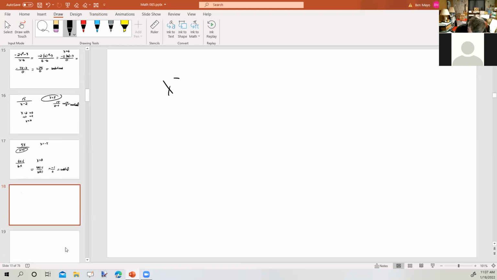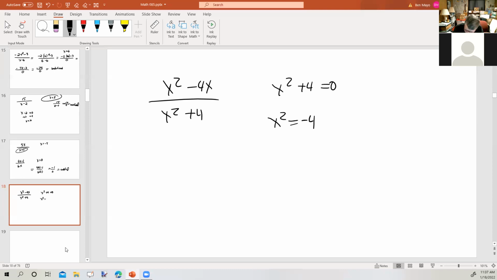How about this one? X squared minus 4x over x squared plus 4. Well, x squared plus 4 equals 0. When is that going to happen? Well, not for any real number, right? Because you'd have to have x squared equals -4. Positive times positive is positive. 0 times 0 is 0. Negative times negative is positive. So there's no real number which would make this thing 0. So there's no restriction. So for what? Find all real numbers? None.